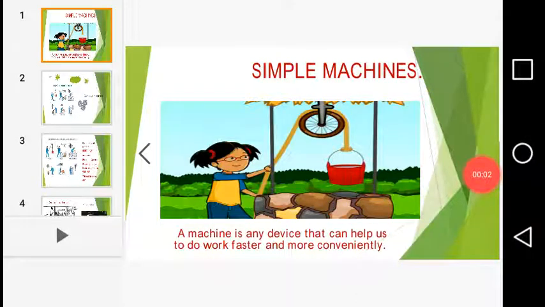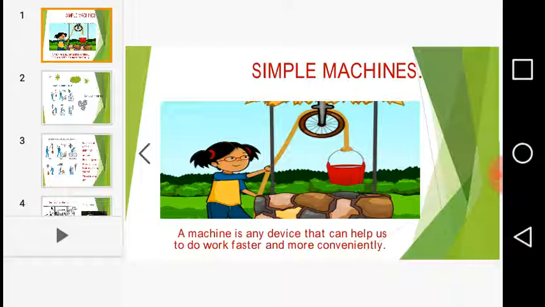Simple machines. A machine is any device that can help us to do our work faster and more conveniently. You must have come across and made use of many machines without knowing how they work. Man has always made machines to assist him to do his work at home, in farms, in industries, in hospitals, and for transportation, thereby saving his energy.